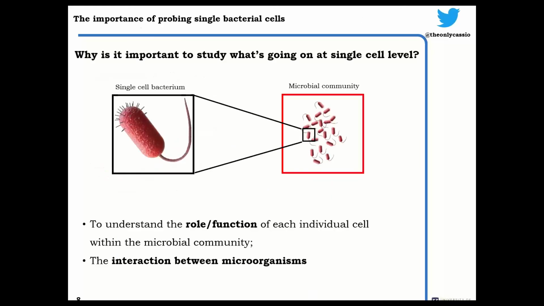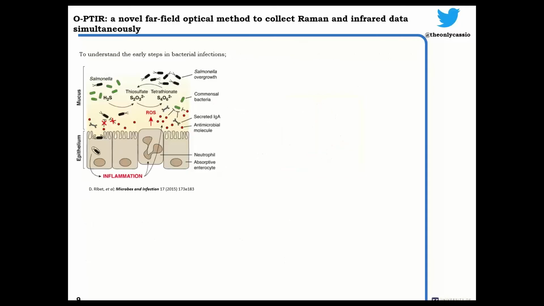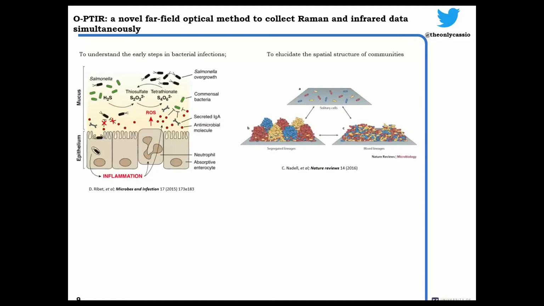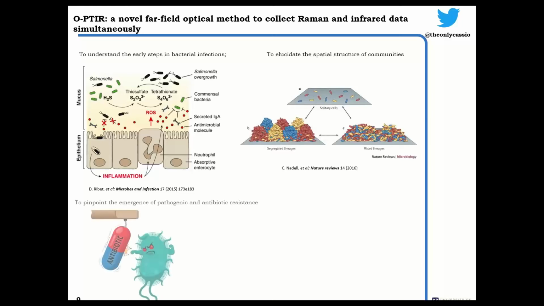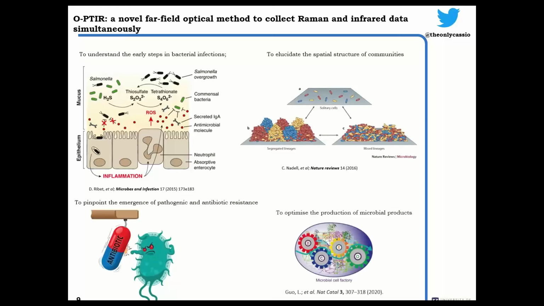Well, it is very important to understand what happens at the single cell level in terms of bacterial studies, not only to understand the role and the function of the individual cells within the microbiome community, but also to understand the interaction between microorganisms. This will hopefully help us to understand the early steps in bacterial infections, to elucidate the spatial structure of communities, to pinpoint the emergence of pathogenicity and antibiotic resistance, and to optimize the production of microbial products.